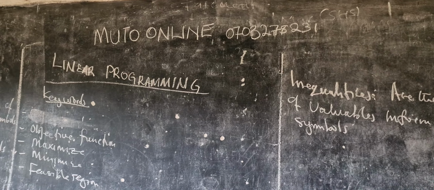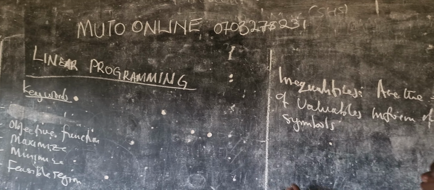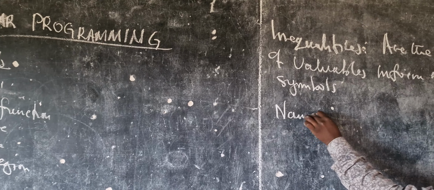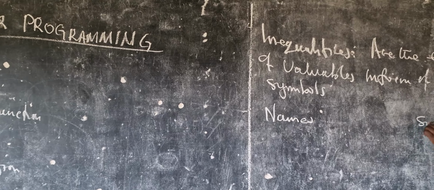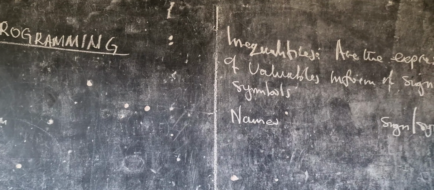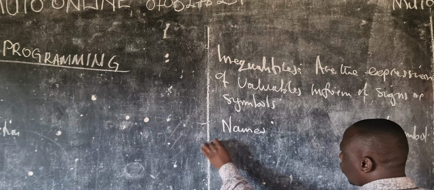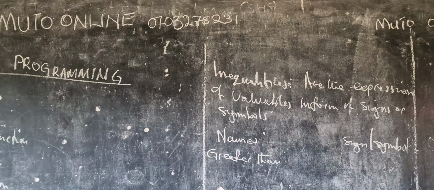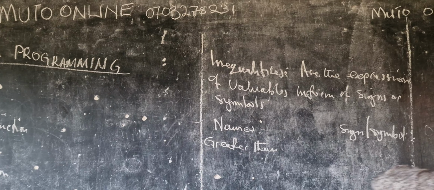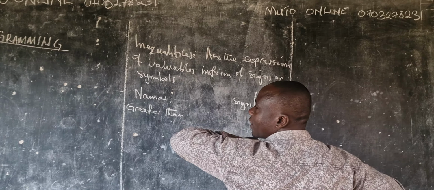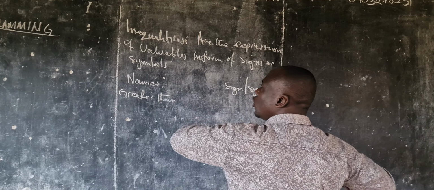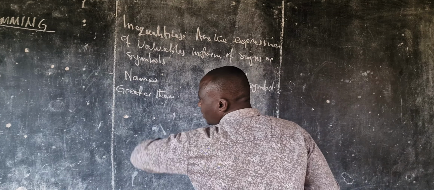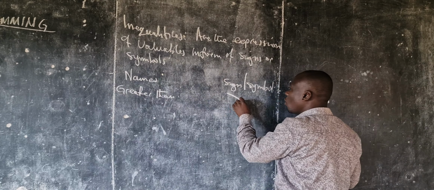It is very important to know the meaning of the symbols. For example, we are going to look at the names and the signs. Do you know greater than? Your right hand side is greater than, and your left hand side is less than. Your hands will help you to know that when I use the right hand side, that is greater than. When I use the left hand side, that is less than. So this symbol looks like that.